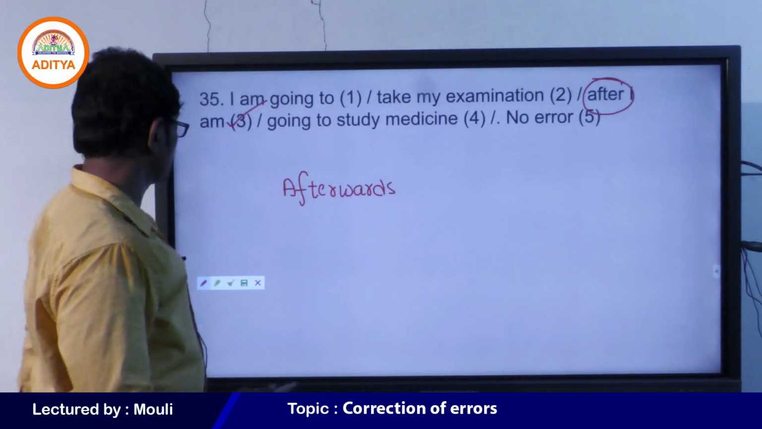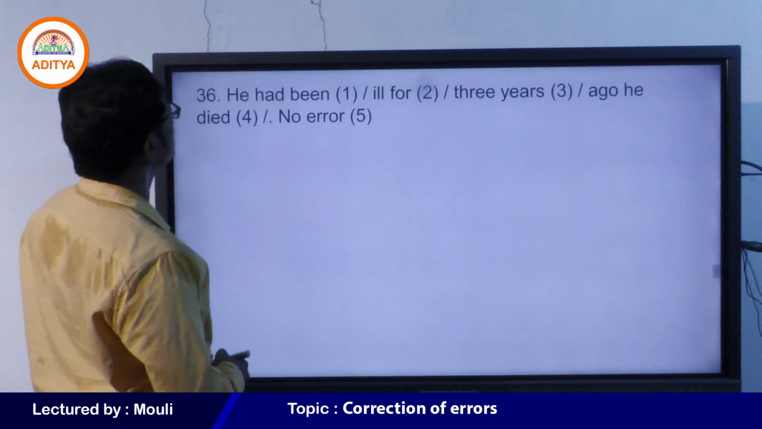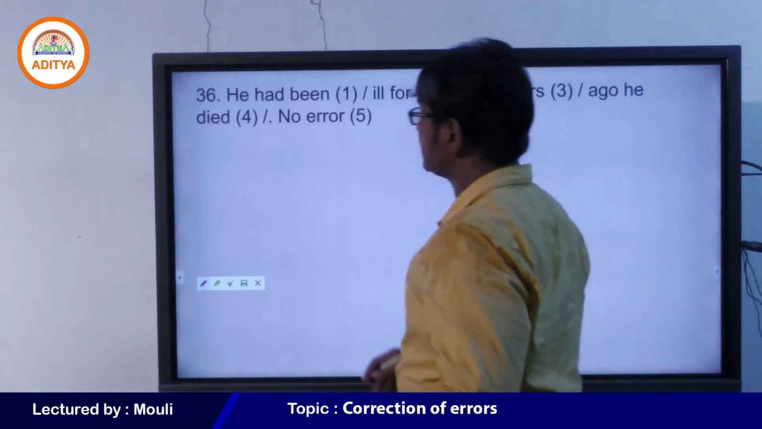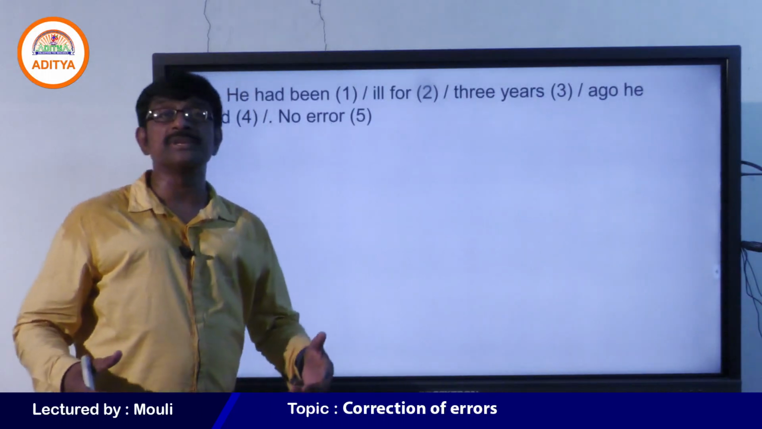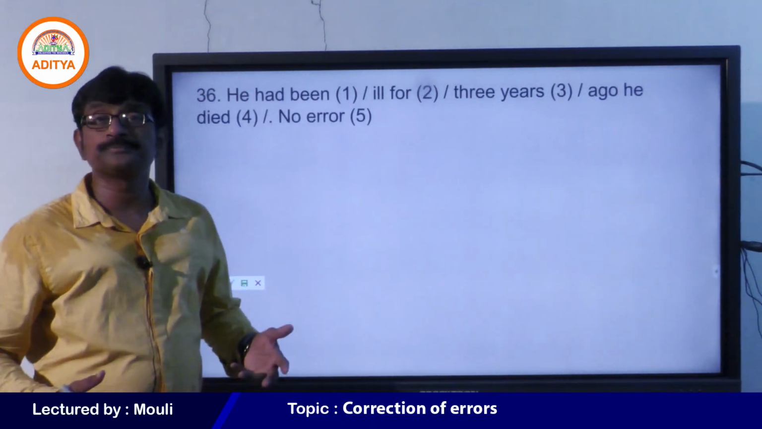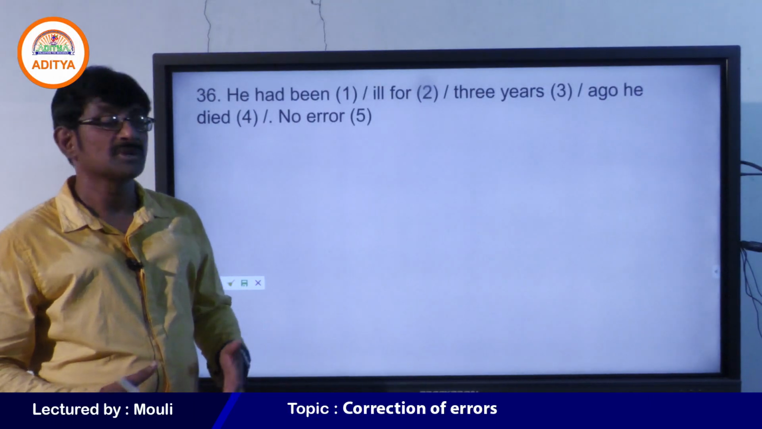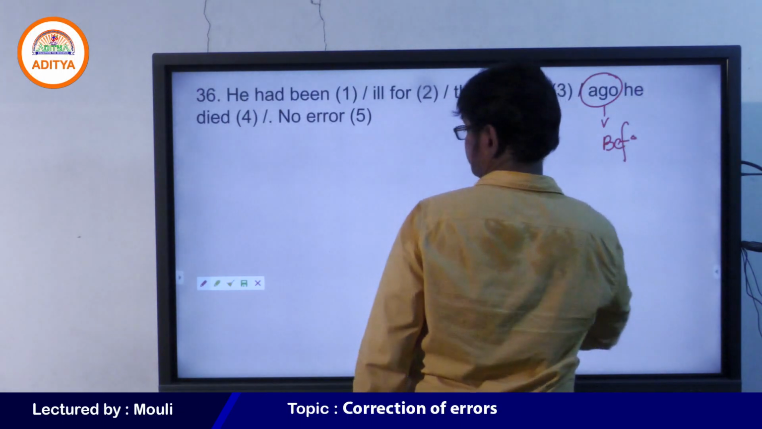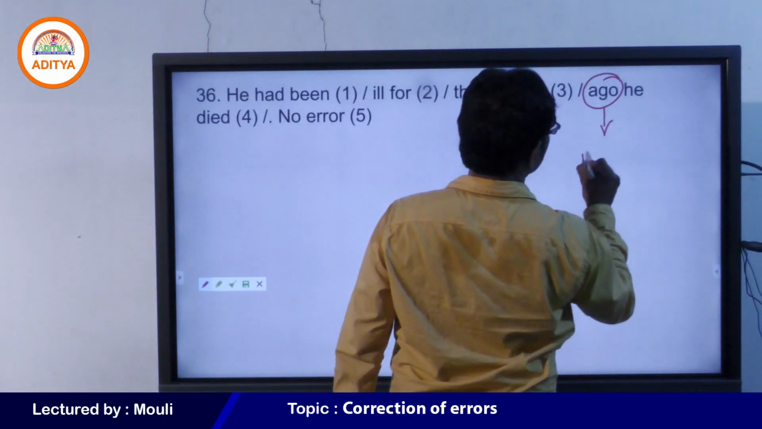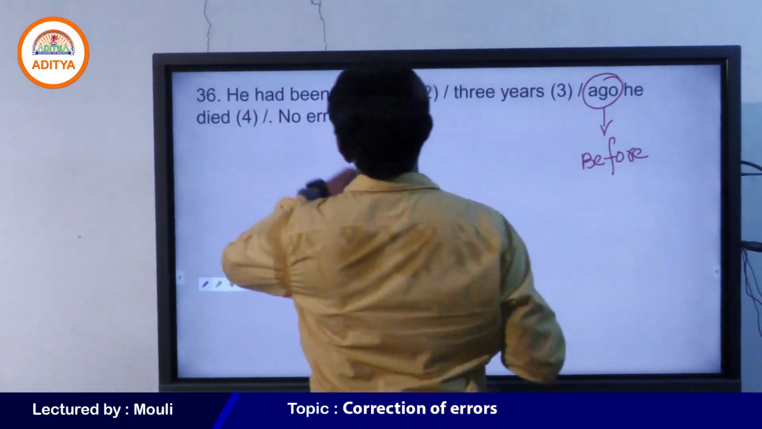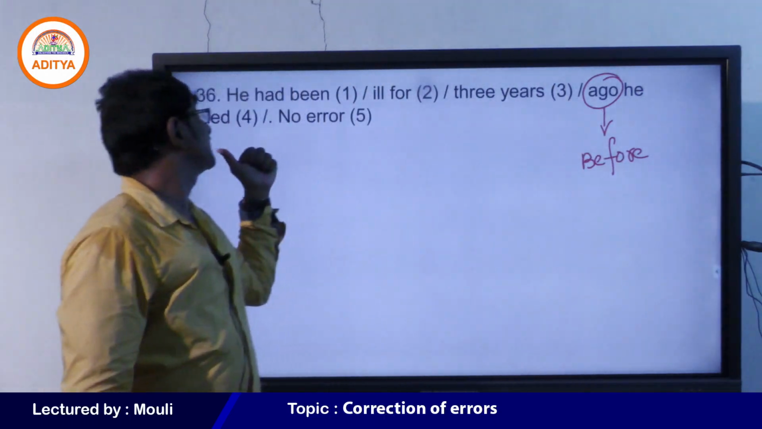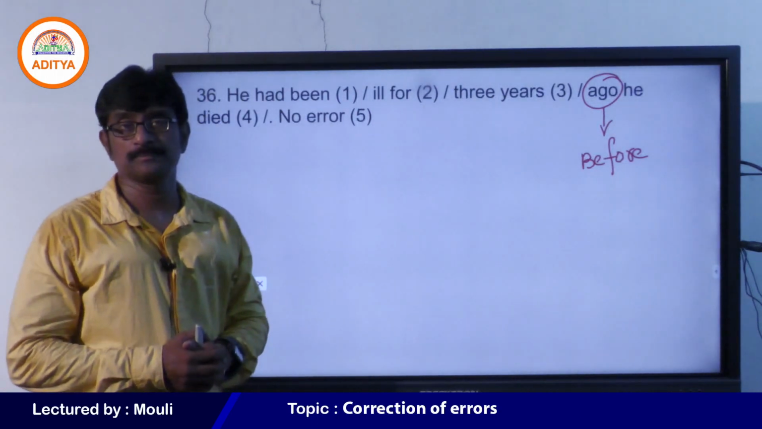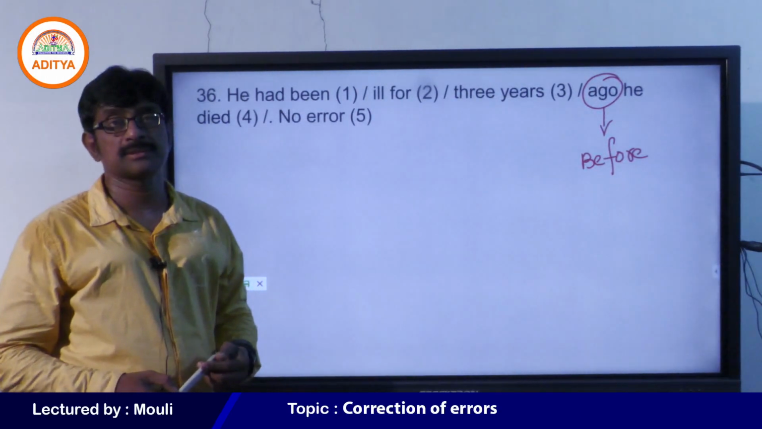Okay, students, let's go for the next one. The next one is, he had been ill for 3 years ago. He died. What is the mistake in this? It is not ago, students. Here it should be before. He had been ill for 3 years before he died, not ago he died. Before he died, that is.